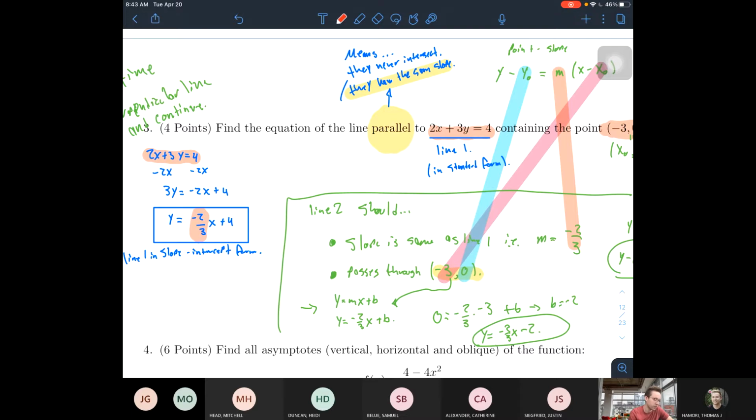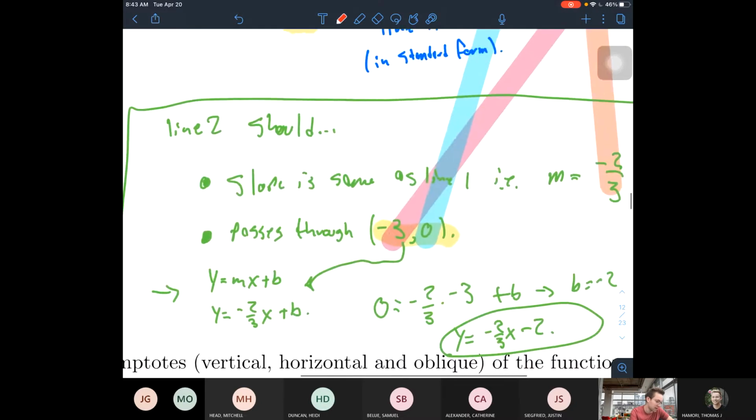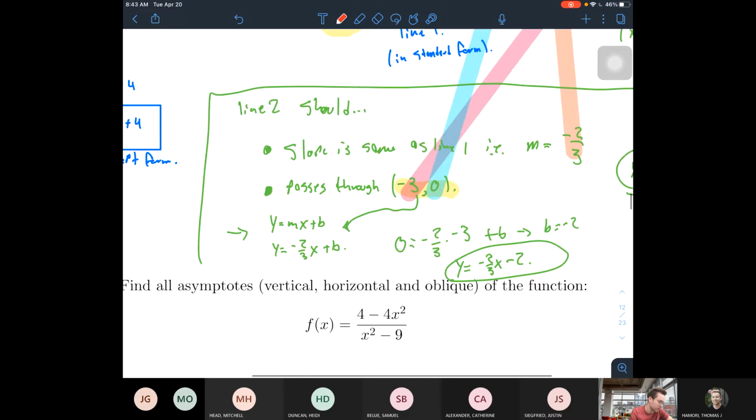So once you have those two pieces of information, you can go one of two routes. You can take Justin's route, which is to take y equals mx plus b, plug in the slope, and then take -3, 0 and solve for b by putting -3 in for x and putting in 0 for y. Once you get b, then you can just go back to your old y equals -2/3 x plus b and replace b by whatever you solved for.